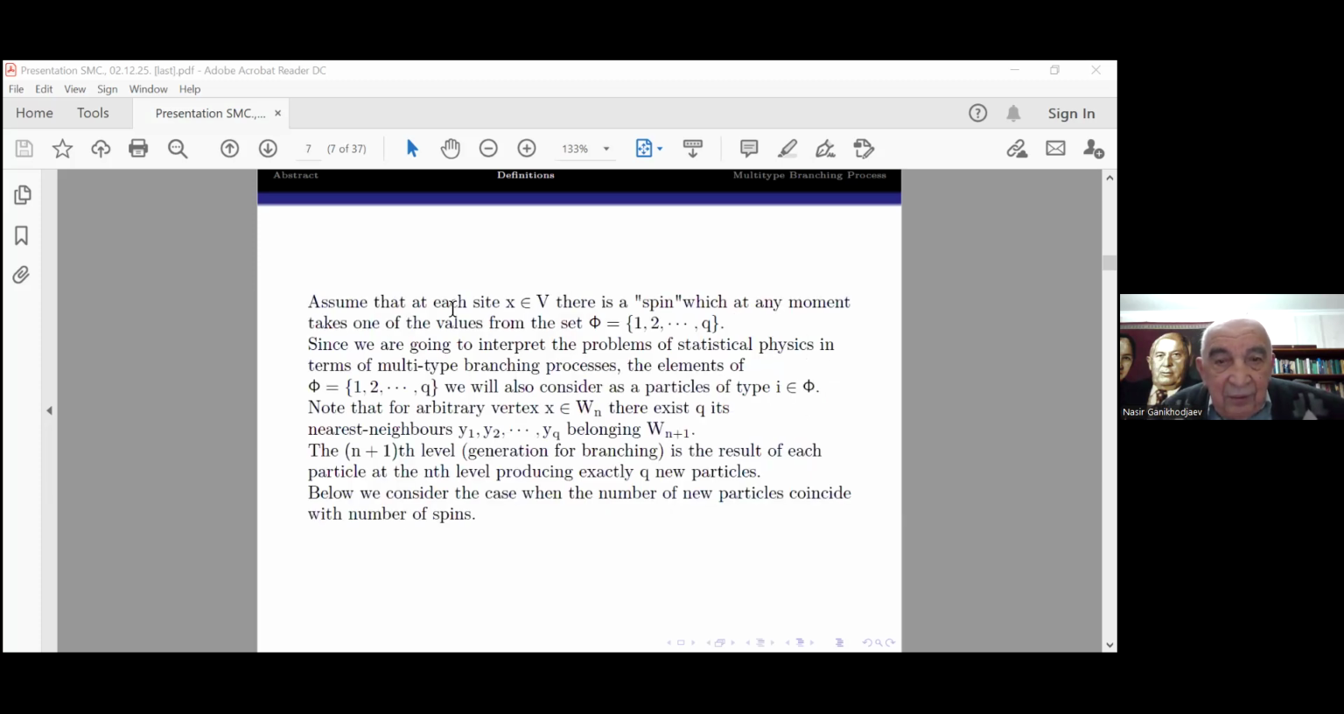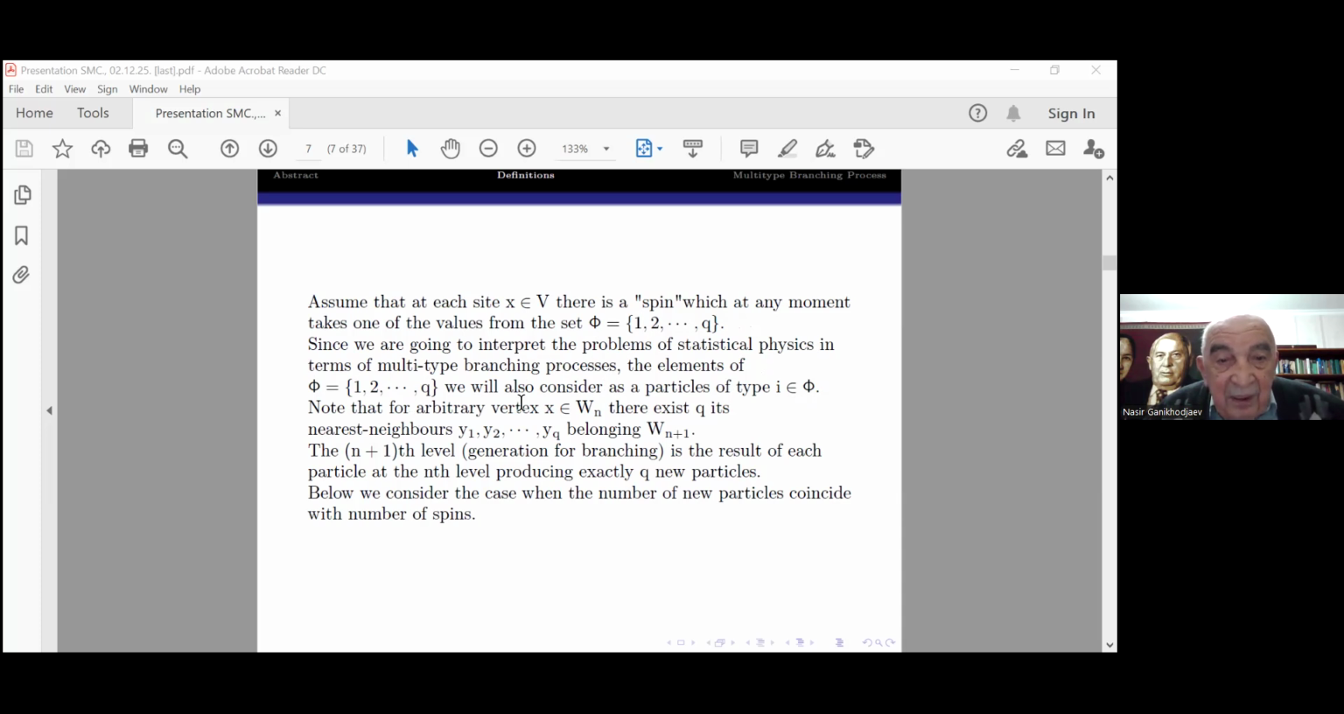Now assume that at each site there is a spin which at any moment takes one of the values from this set, since the spin may take a value from 1 to q, integer positive numbers. Since we are going to interpret the problems of statistical physics in terms of multitype branching processes, sometimes elements of the set we will also consider as a particle of type i.